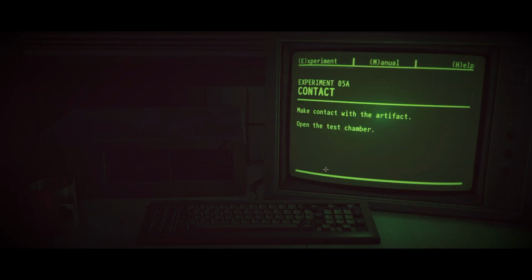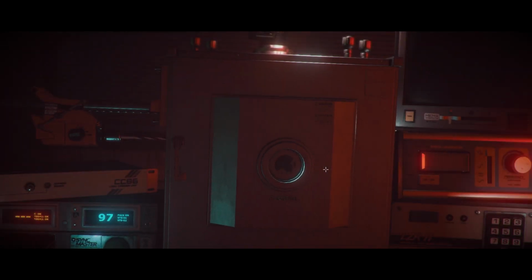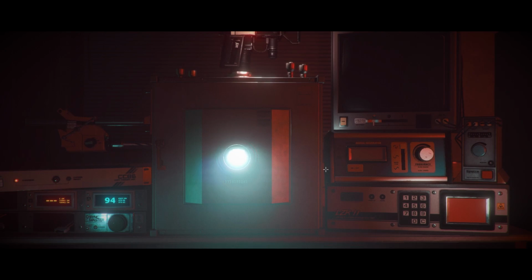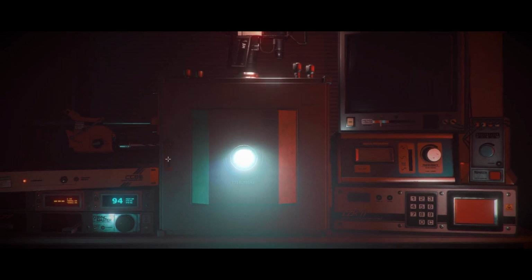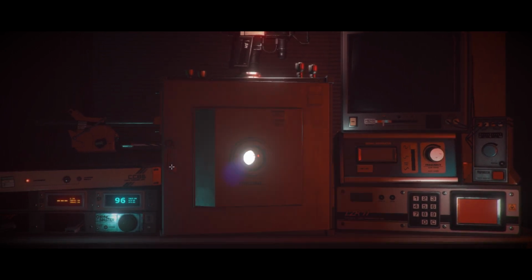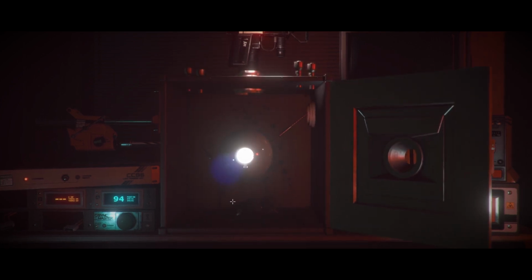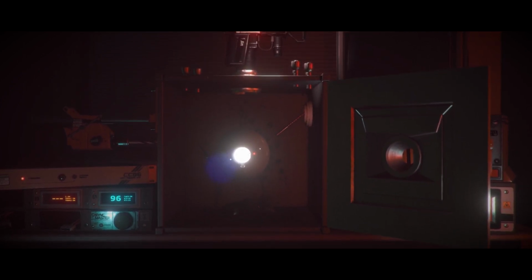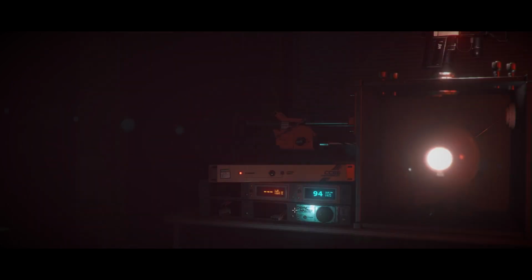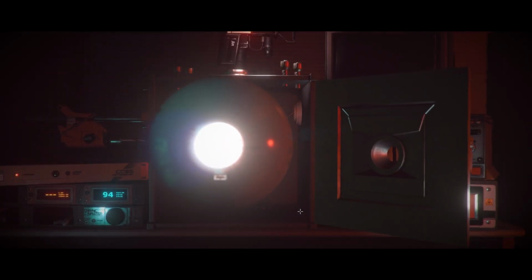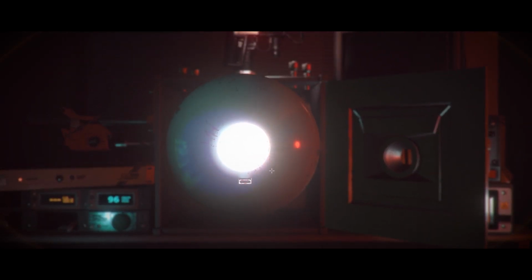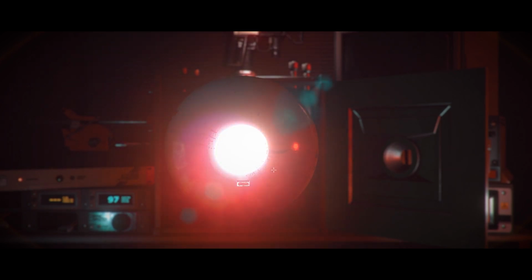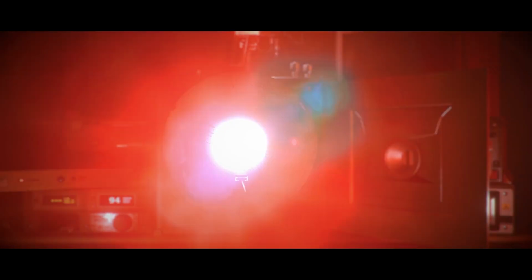Make contact with the artifact, open the test chamber. The fact that these guys are on the other side of a wall talking to me just makes me think that this is probably going to go so horribly wrong. Stay calm. You're doing fine. Don't be afraid. What is this? I'm sorry to have to do this, but we have to know. I know how difficult this must be, but you can do this. It's time to remember.